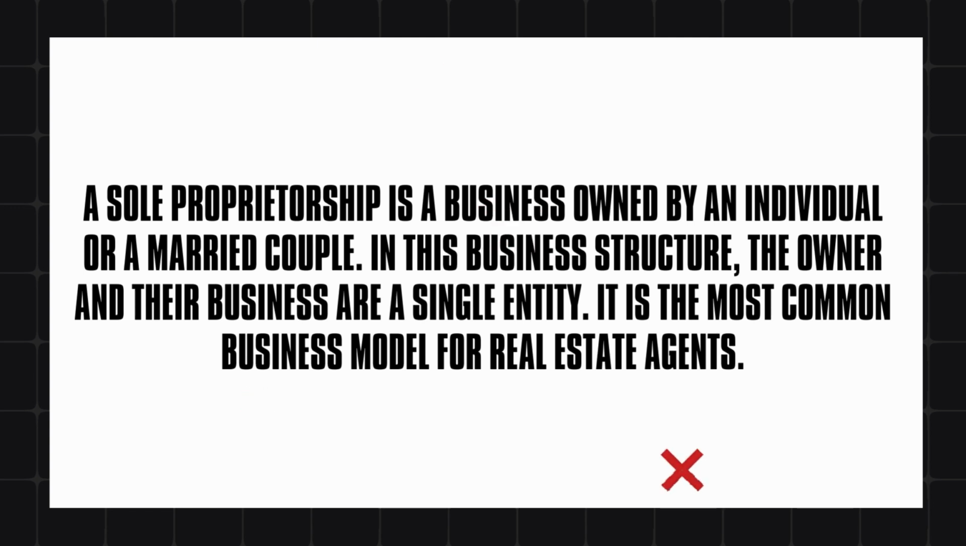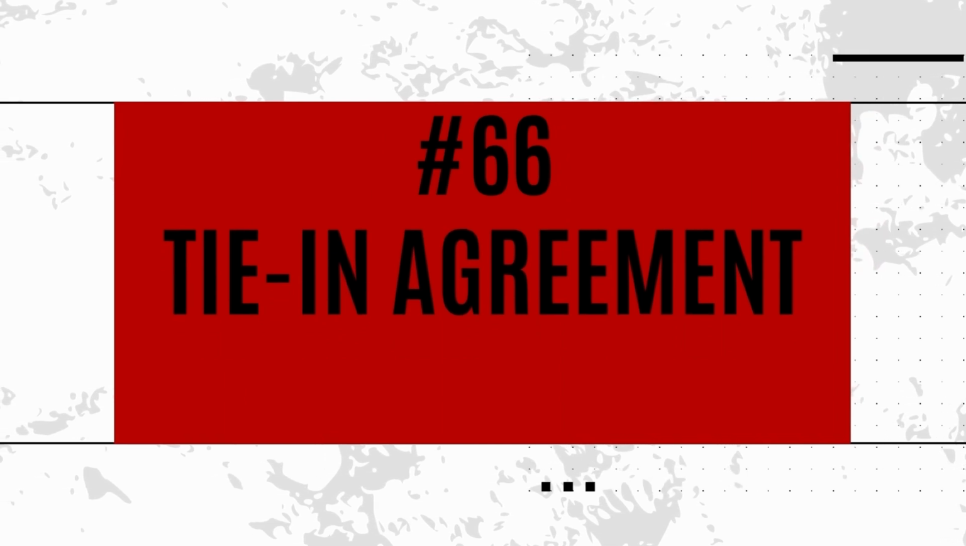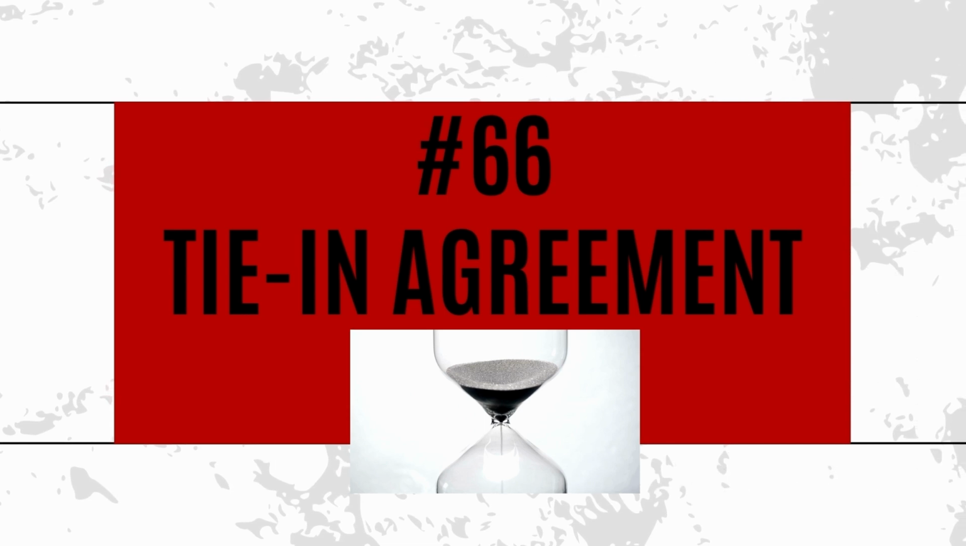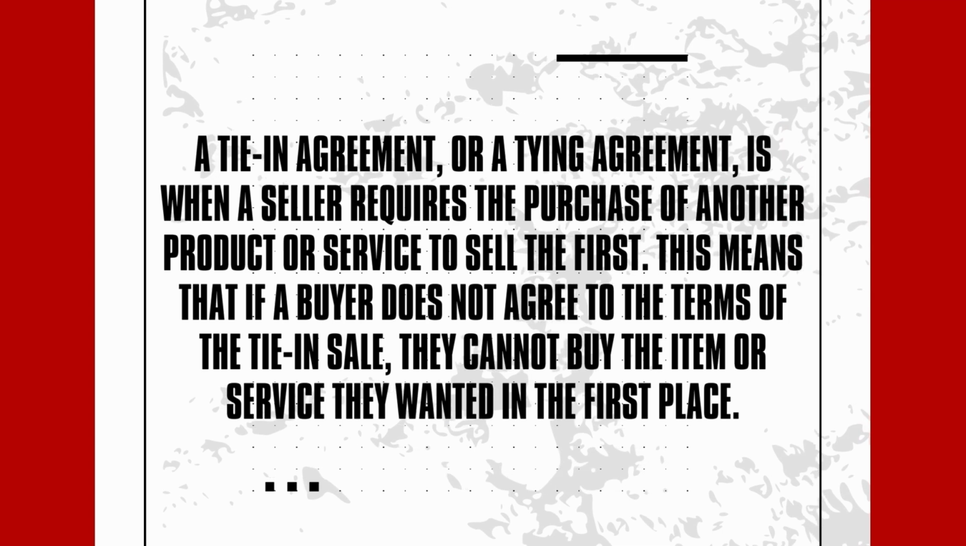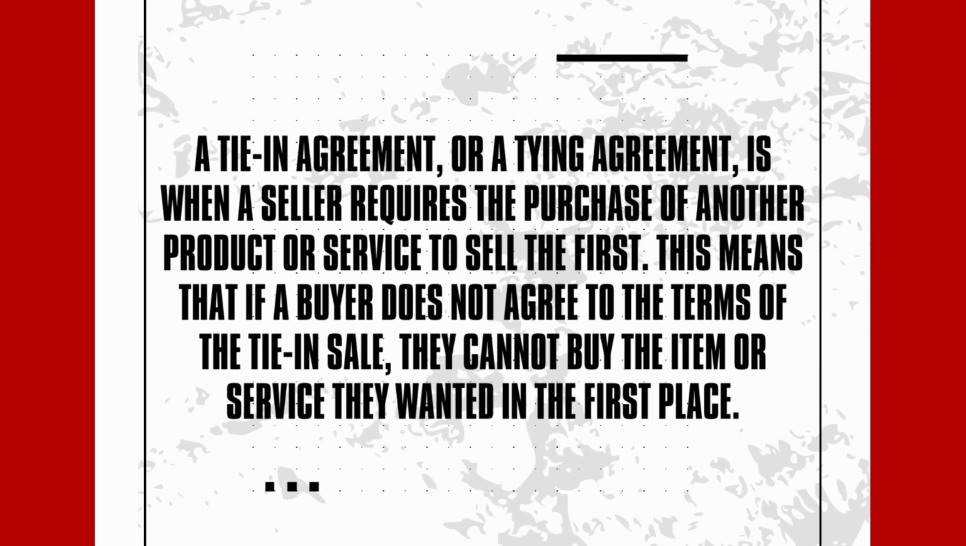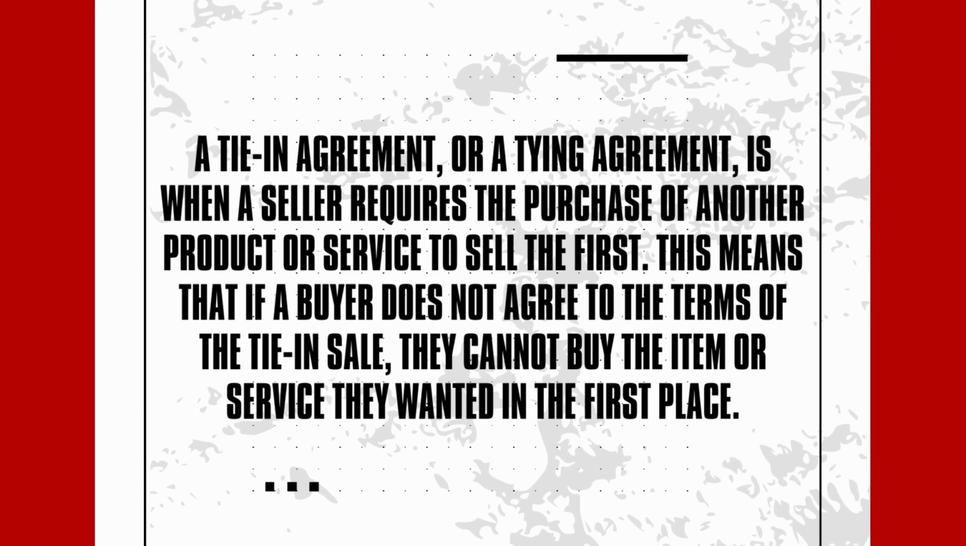Here comes another one. Tie-in agreement. Give it your best shot. What's this term about? A tie-in agreement connects two products or services, requiring the buyer to purchase both together. In real estate, this could mean agreeing to use a specific lender or service provider as a condition of the sale. While it may offer benefits or discounts, buyers should carefully consider the terms and potential implications of such agreement.